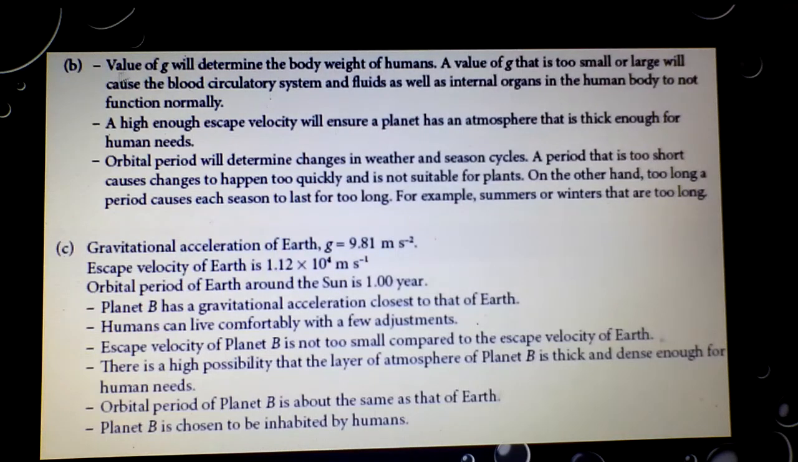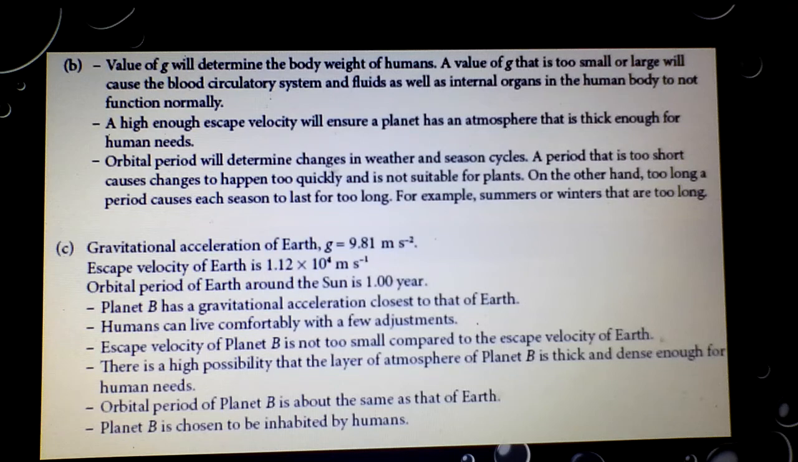So B. First we discuss the value of g, gravitational acceleration. The value of g will determine a human's body weight. A value of g that is too small or too large will cause the blood circulatory system, fluids, as well as internal organs in the human body to not function normally. A high enough escape velocity will ensure a planet has an atmosphere that is thick enough for human needs, meaning enough oxygen or enough air.